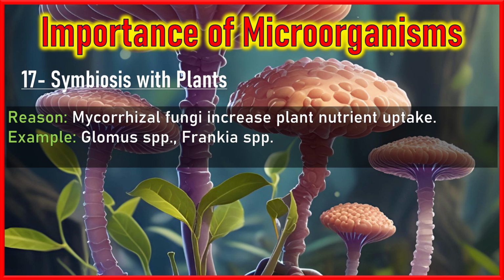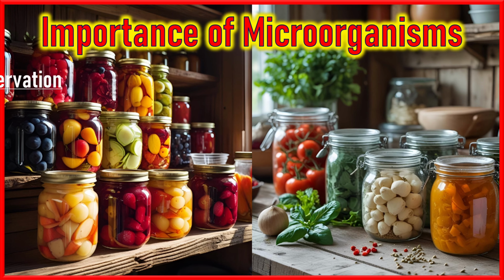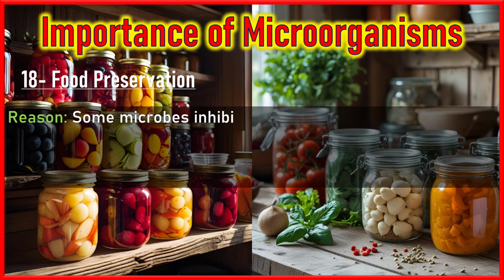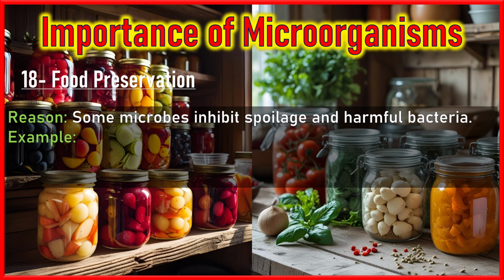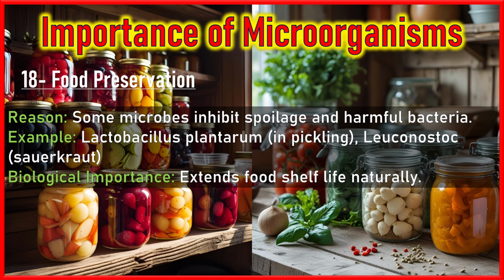Mycorrhizal fungi increase plant nutrient uptake, which enhances plant health and resistance. For example, Glomus species and Frankia species. The 18th importance includes food preservation. Microorganisms inhibit spoilage and harmful bacteria from growing, preventing the food from spoiling and extending food shelf life naturally. For example, Lactobacillus plantarum used in pickles and Leuconostoc used in sauerkraut.